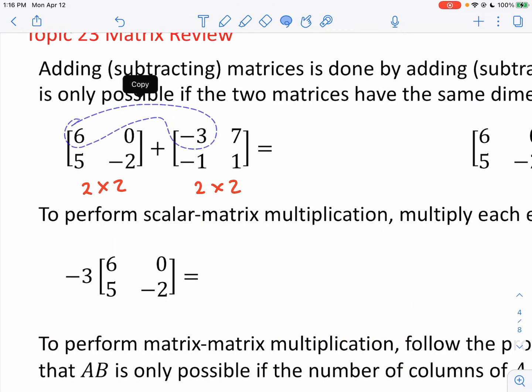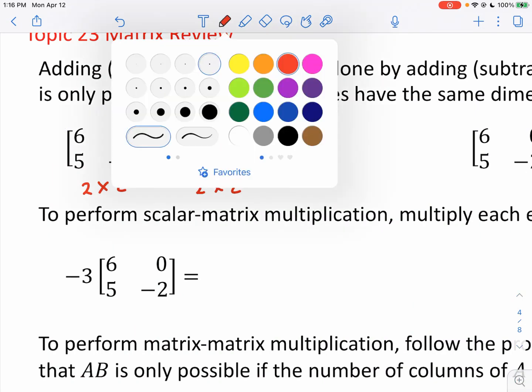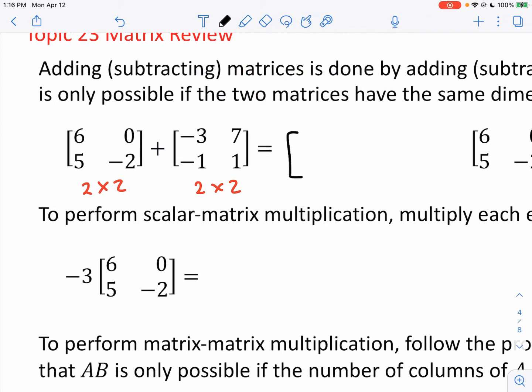So you do 6 plus -3. And 6 plus -3 is 3. And then we do 0 plus 7. That stays 7. It's like you're just overlapping the two matrices and adding the corresponding entries. And then 5 plus -1 is 4. And then finally, -2 plus 1, adding those entries, is -1.